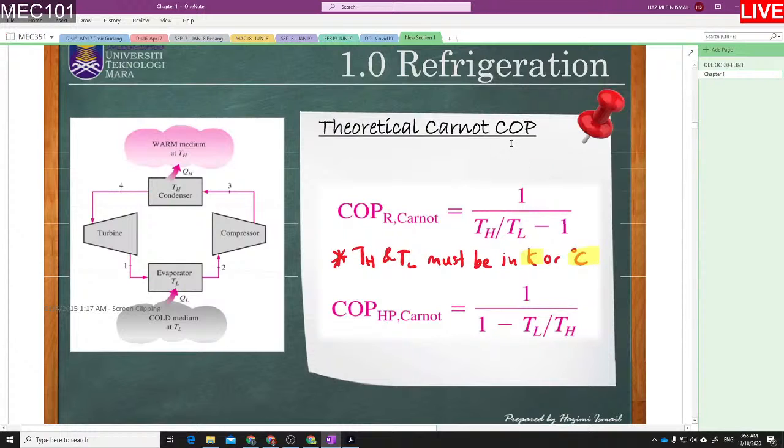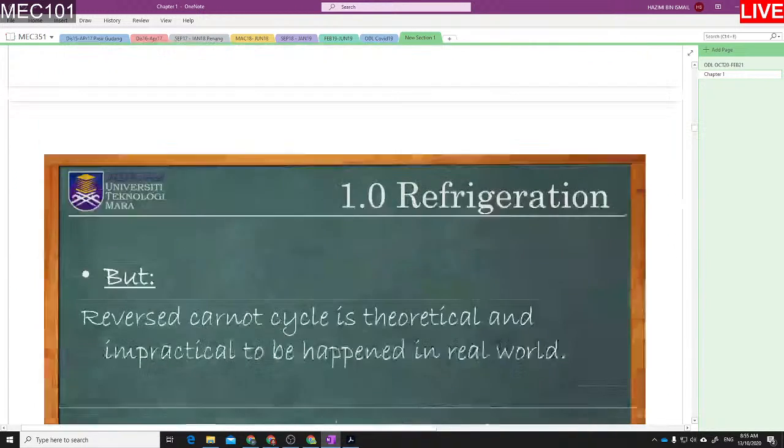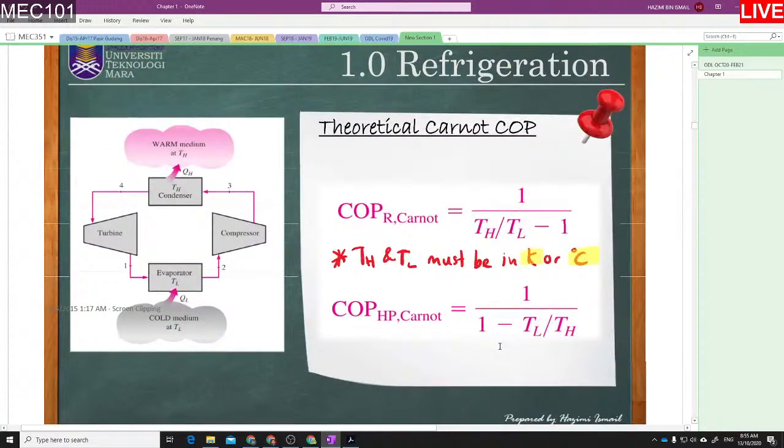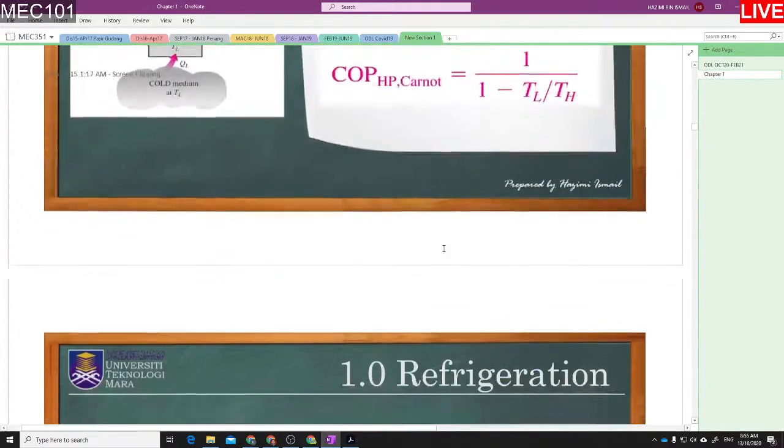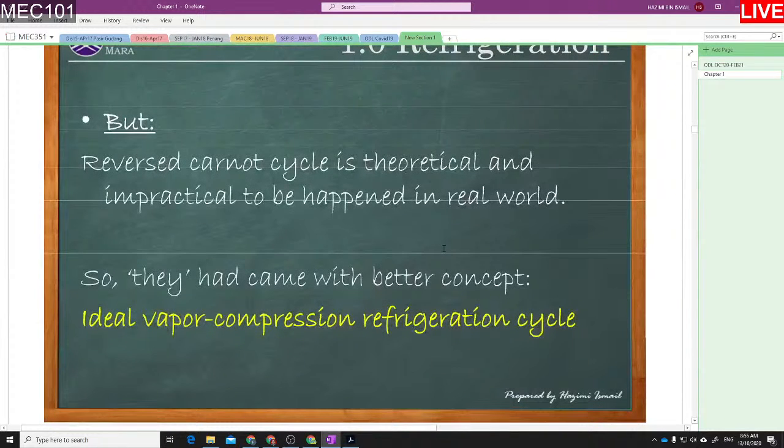Okay, theoretical Carnot COP. Don't worry. You maybe need to memorize this equation, or maybe not, because we don't calculate the Carnot cycle, because the Carnot cycle is the basic principle. But in the real world, the reverse Carnot cycle is theoretical and impractical to happen in the real world.